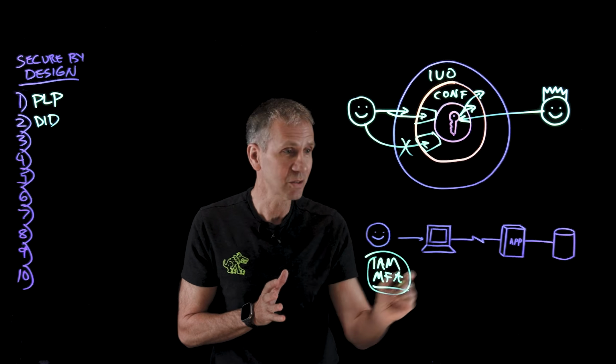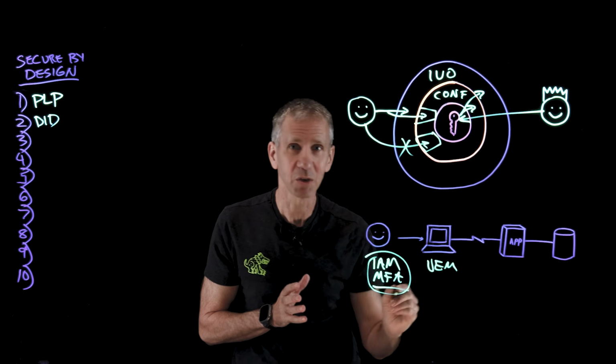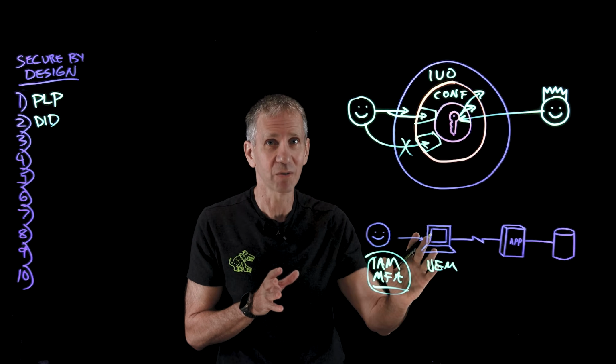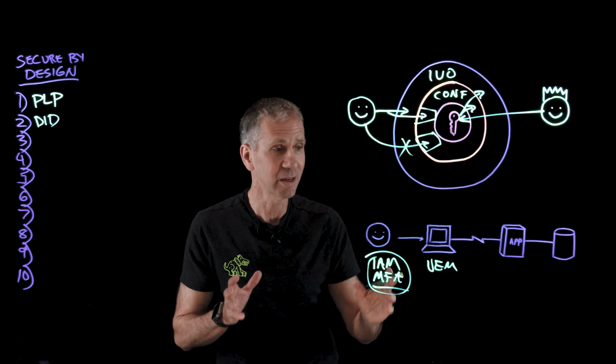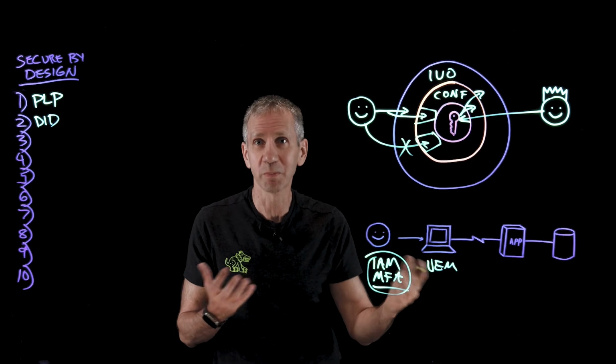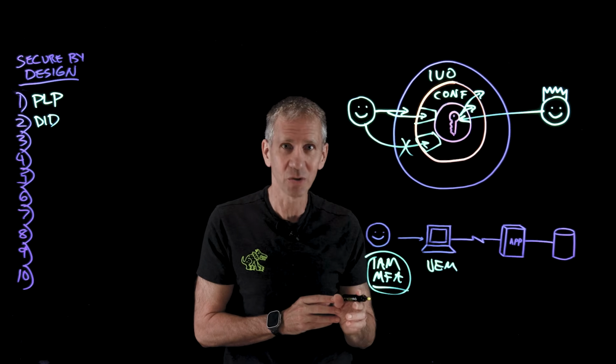The next layer of defense then is on the device itself. And we do things like unified endpoint management to make sure that the device is configured as it should be. It doesn't have viruses or malware or anything like that. It's got a strong password if that's the way we've done it. The information's been encrypted on it. A lot of things like that. So that has to also be secure.